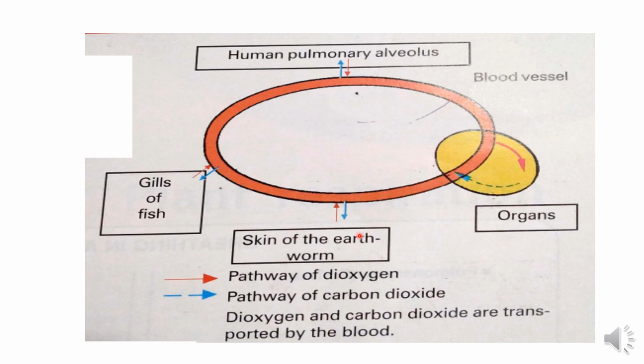Also, at the level of the skin, oxygen gas enters from the skin into the blood vessels that are located under the skin, and carbon dioxide gas is diffused from the blood vessels through the skin outside the worm's body. At the level of the organs, oxygen gas diffuses from the blood vessels into the organs. At the same time, carbon dioxide gas diffuses from the body organs into the blood vessel.